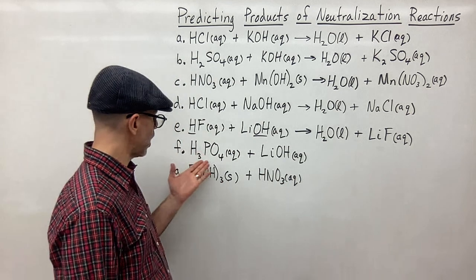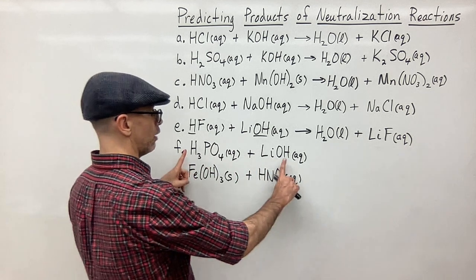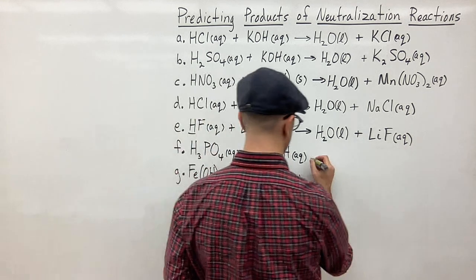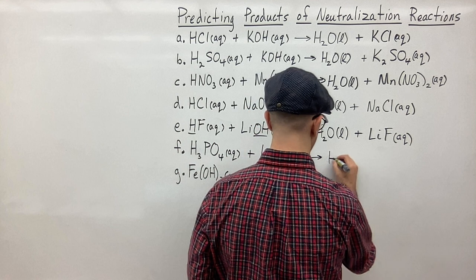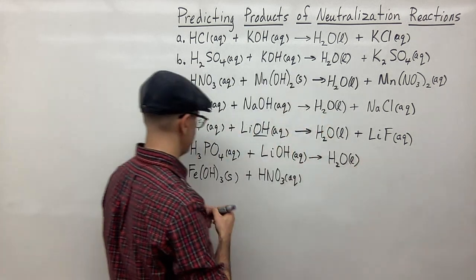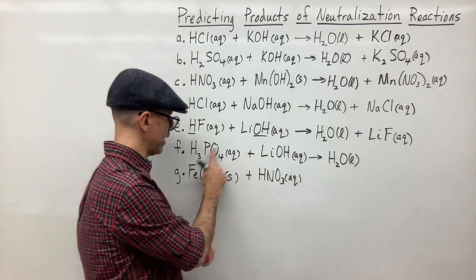So here we have our phosphoric acid and lithium hydroxide. So again, outside ions go together, H plus and OH minus. So again, we're going to get water. And then the inside ions go together. We have lithium and we have the phosphate ion.